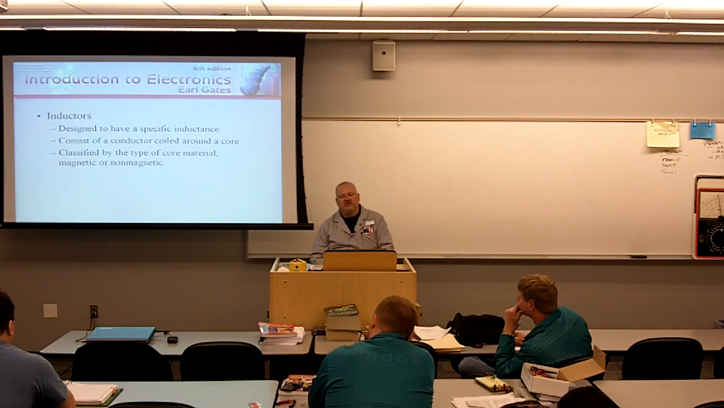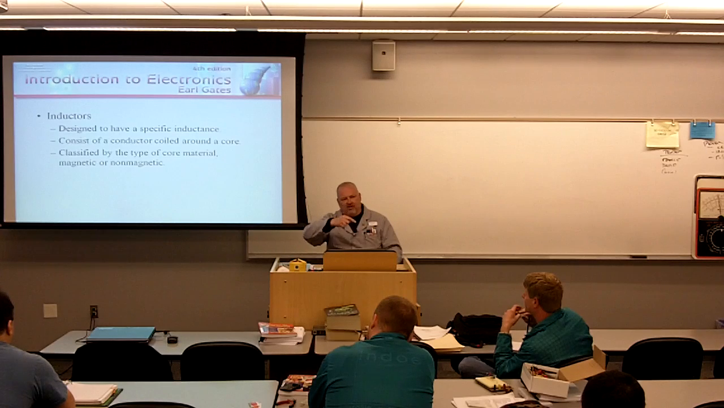They consist of a conductor coiled around a core. Remember, if we got X amount of magnetism by creating 1 turn, how much would we get if we make 2 turns? Twice as much. It's that simple. It's easy math.